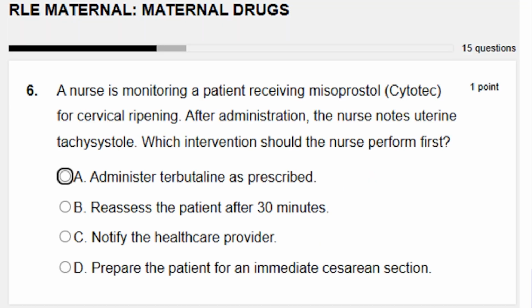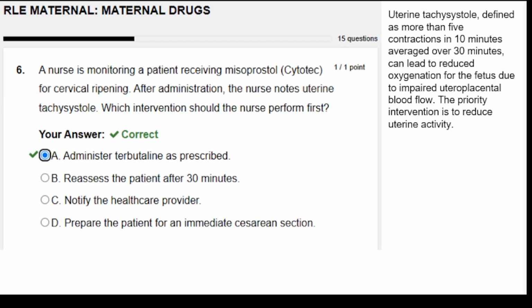A nurse is monitoring a patient receiving misoprostol, or Cytotec, for cervical ripening. After administration, the nurse notes uterine tachysystole. Which intervention should the nurse perform first? A. Administer terbutaline as prescribed. B. Reassess the patient after 30 minutes. C. Notify the healthcare provider. Or D. Prepare the patient for immediate cesarean section. So what's your answer? Administer terbutaline as prescribed. That will be your best answer.